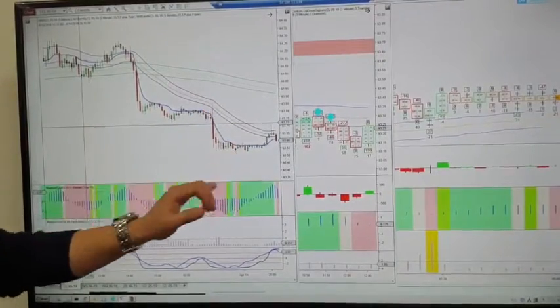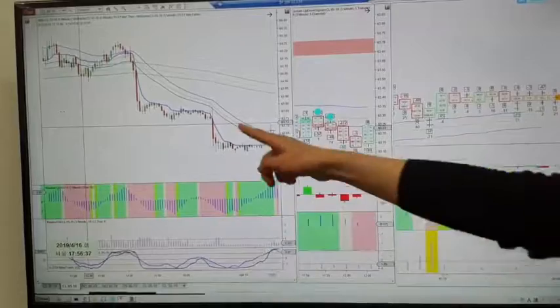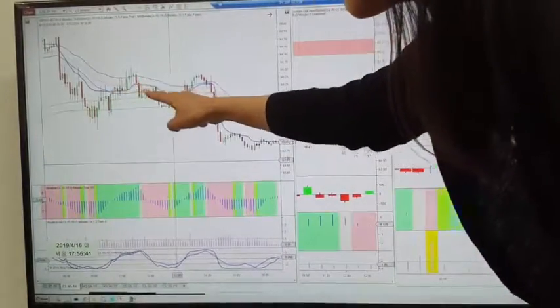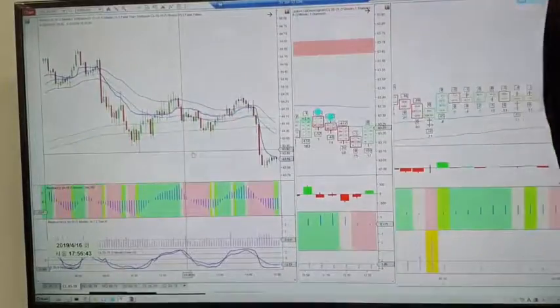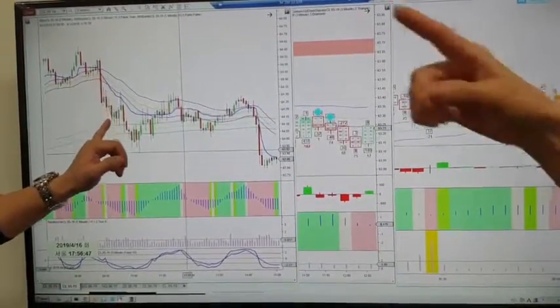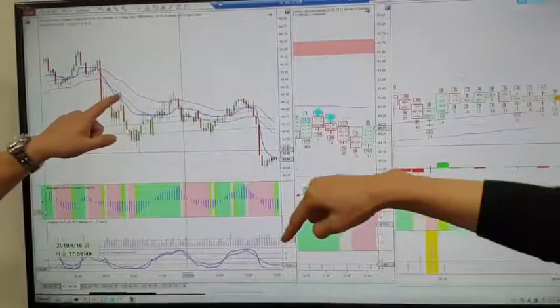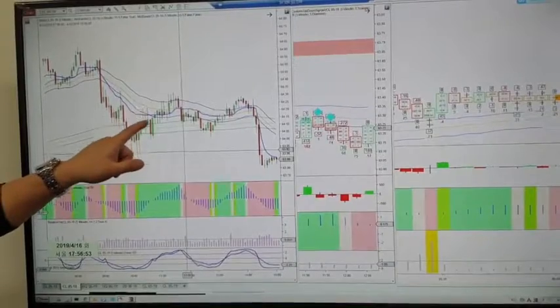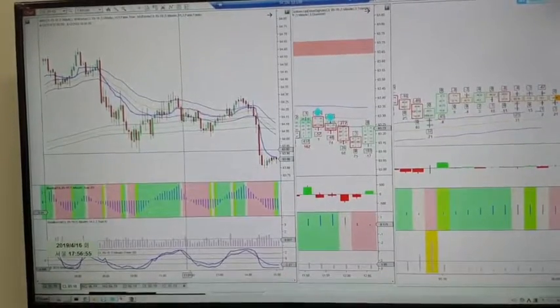Testing a band, I told him. It doesn't penetrate right away. One or two times, it bounces and then penetrates. It's like testing here. It reaches the band, and it's kind of like a resistance.